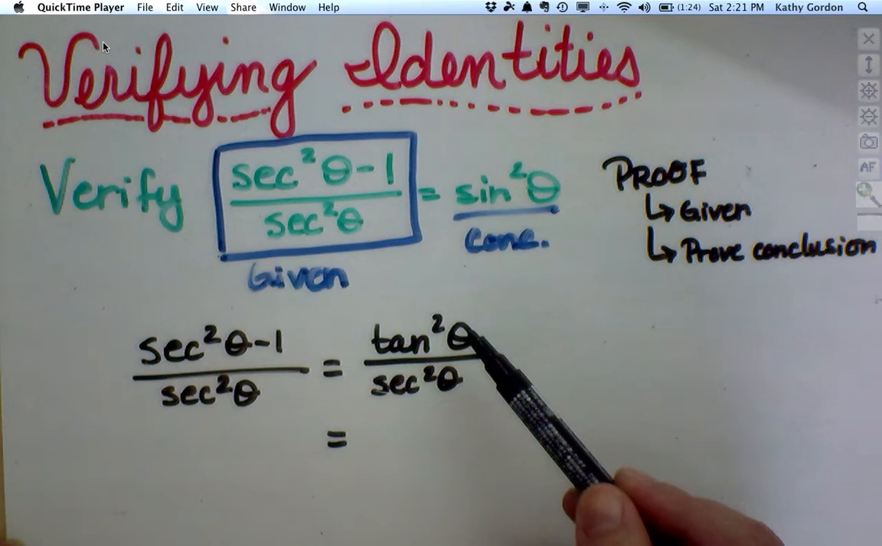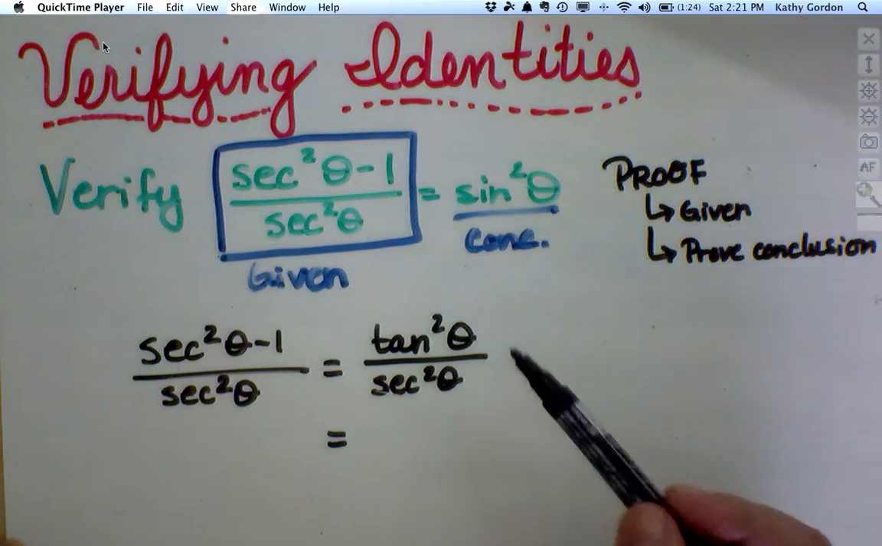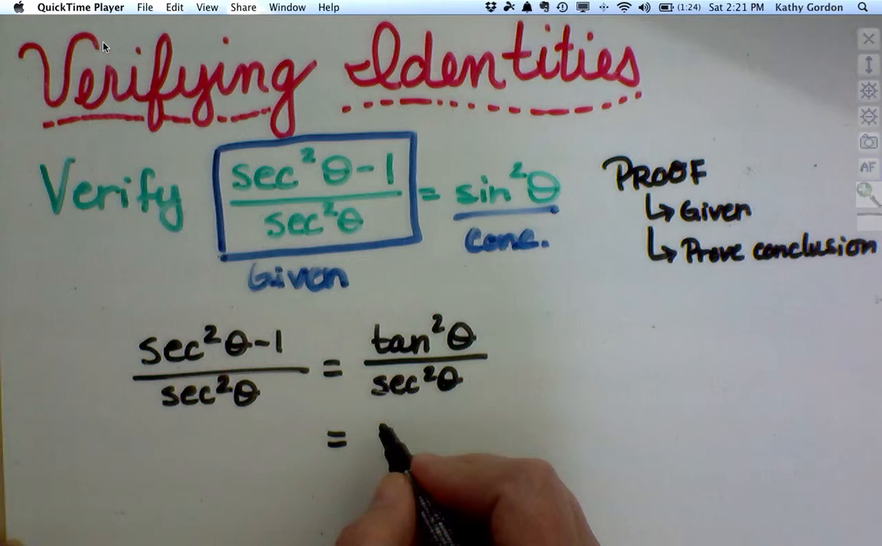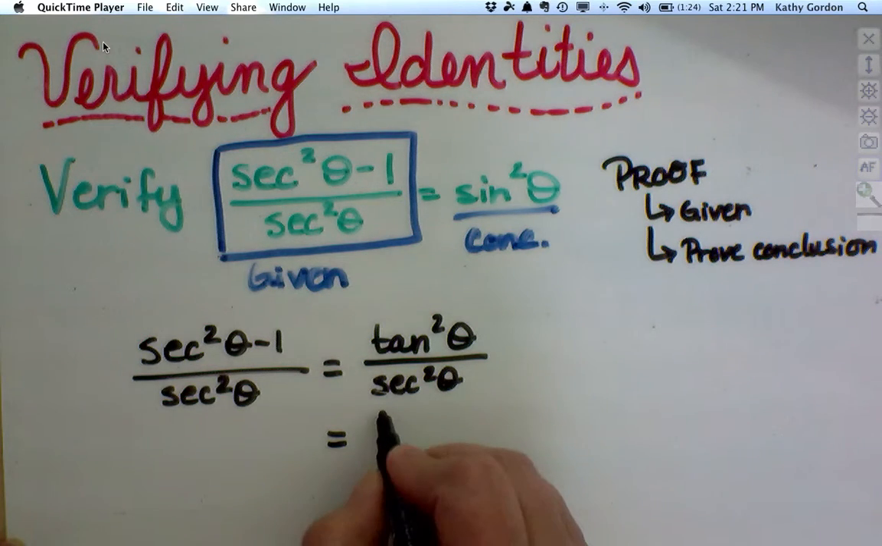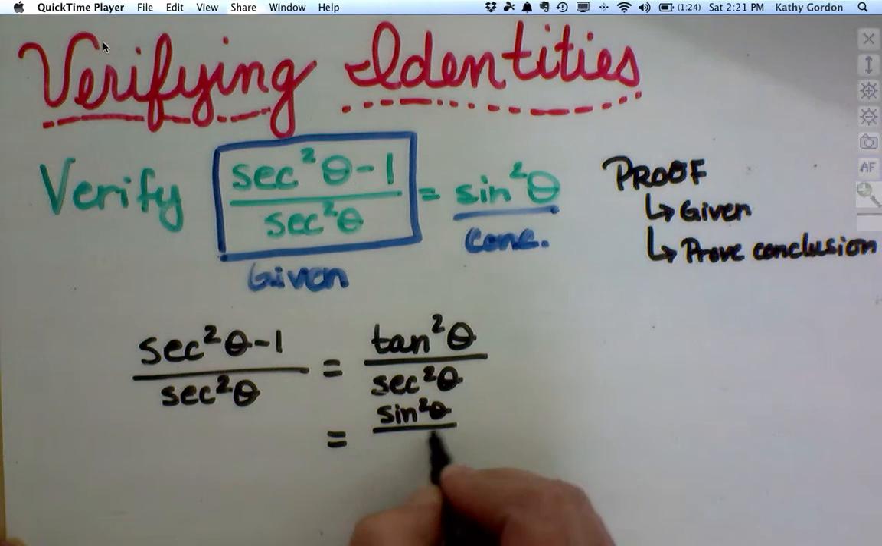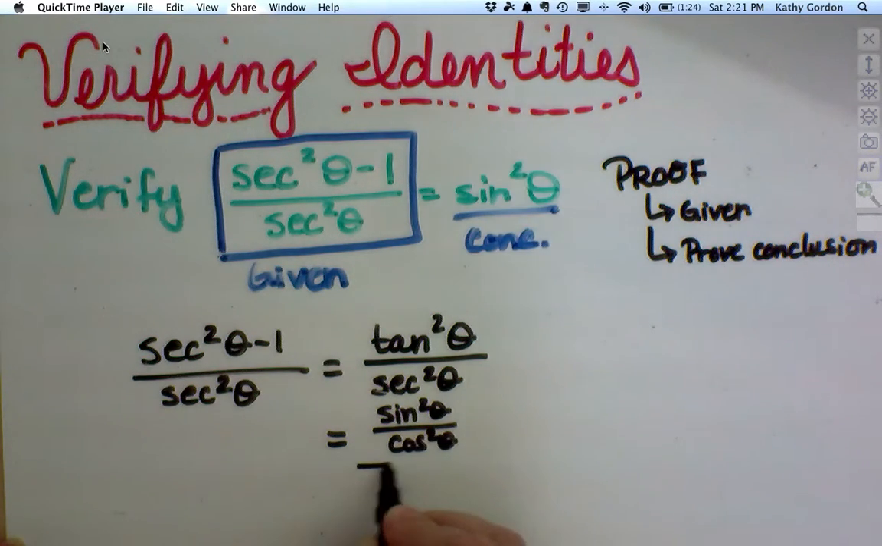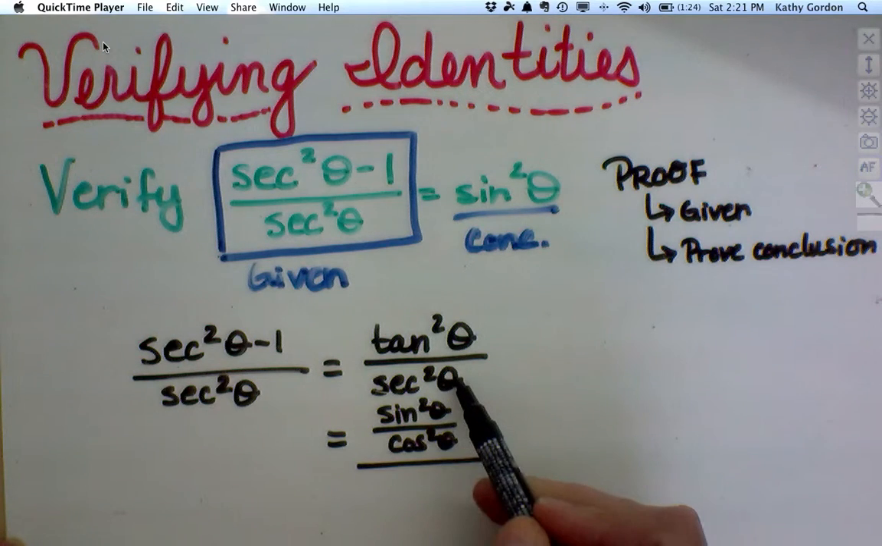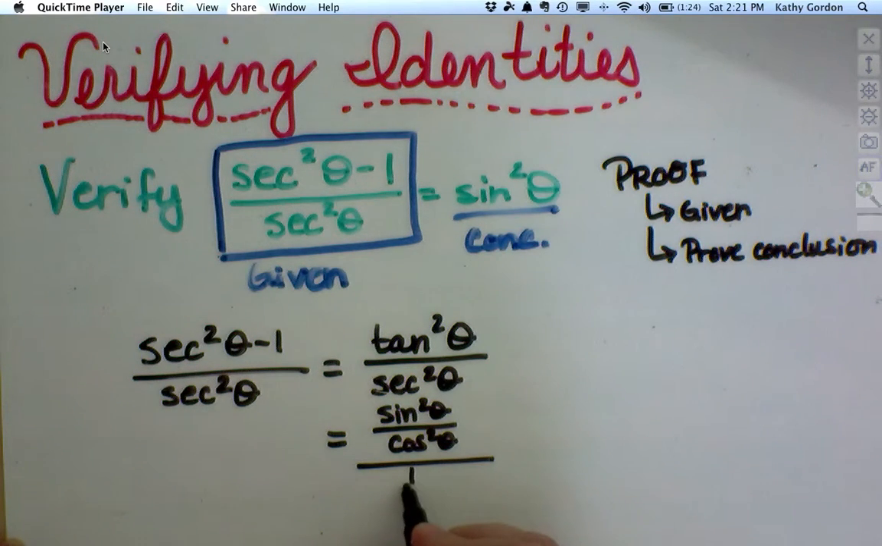So our tangent squared of theta, if I use the quotient identity, is going to become sine squared theta over cosine squared theta. And then all of that is over secant squared theta, which I can rewrite as 1 over cosine squared theta.